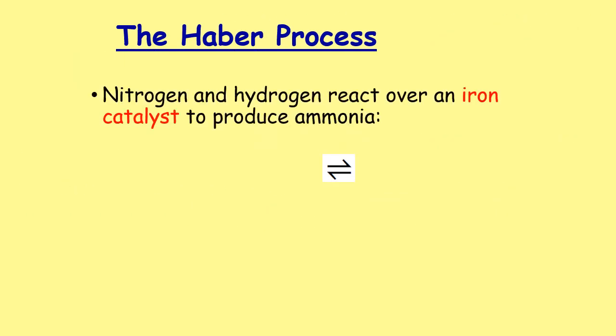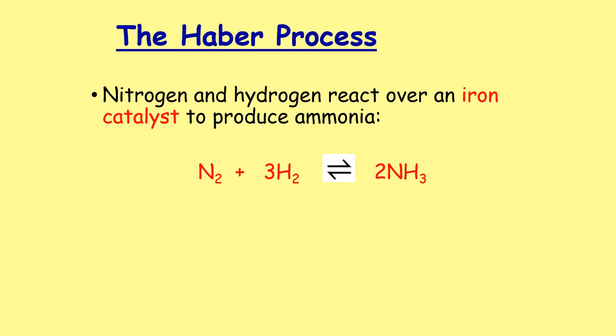Now, the Haber process between nitrogen and hydrogen requires an iron catalyst, and you're expected to remember that the Haber process uses an iron catalyst, and that this process is reversible.